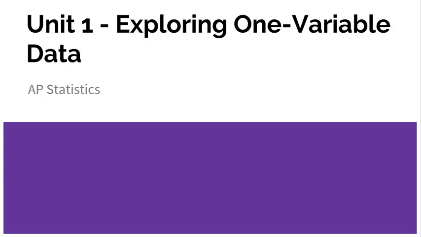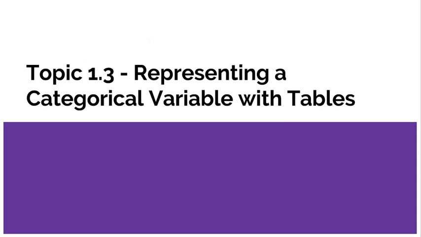All right, back to Unit 1, exploring one variable data. This topic is 1.3, representing a categorical variable with tables. So there's a couple different ways you could represent the information you learn from a categorical variable in a table. It's actually really simple and really easy, and I'm sure you've seen a lot of these.